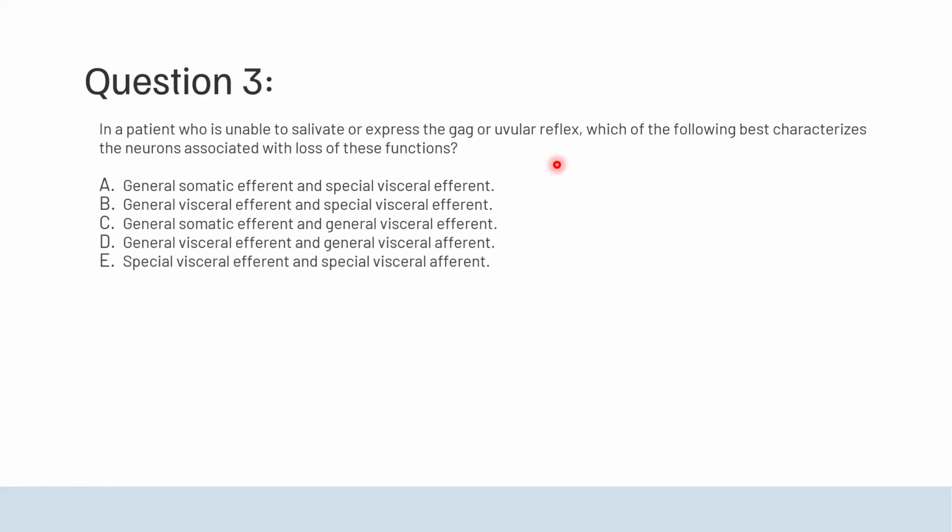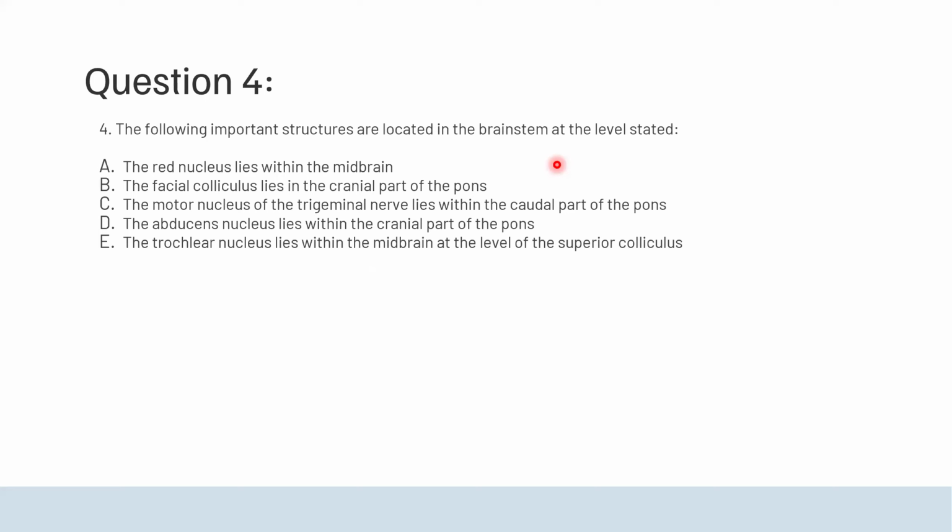Wasn't sure where the gag reflex is. The gag reflex, as I said, the afferent fibers are through the glossopharyngeal. The efferent fibers are through the vagus nerve. Okay? So the glossopharyngeal would be general visceral efferent for the parasympathetic supply to the parotid gland. And then the special visceral efferent would be for the actual gag reflex. Next question.